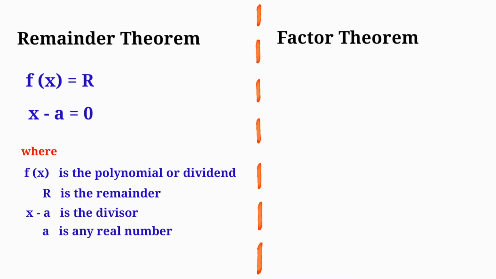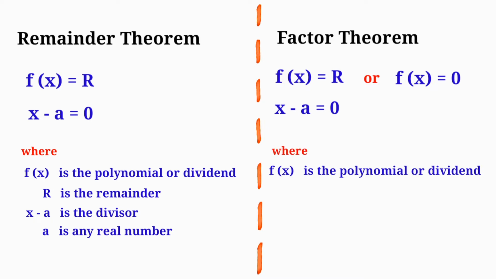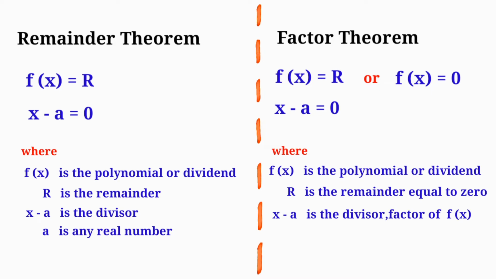If the divisor is a factor of the dividend, we will use the factor theorem. The factor theorem states that f(x) is equal to r, or f(x) is equal to 0, x minus a is equal to 0, where f(x) is the polynomial or dividend, r is the remainder equal to 0, x minus a is the divisor or factor of f(x), and a is any real number. Now let's start solving.